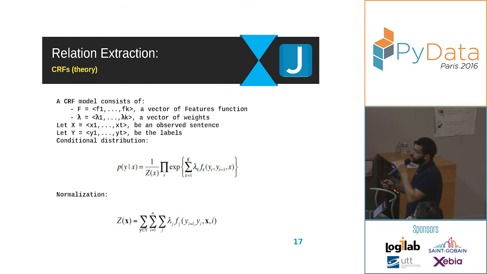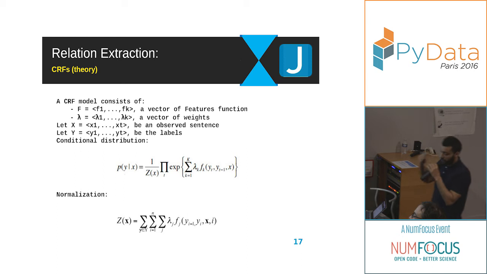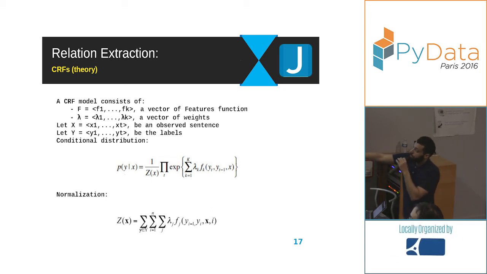The feature function, as you can see here, is based on the present y and the past y. So we have information about the past states, the past feature vectors. And using conditional distribution, we are trying to predict a sequence y knowing a sequence x.